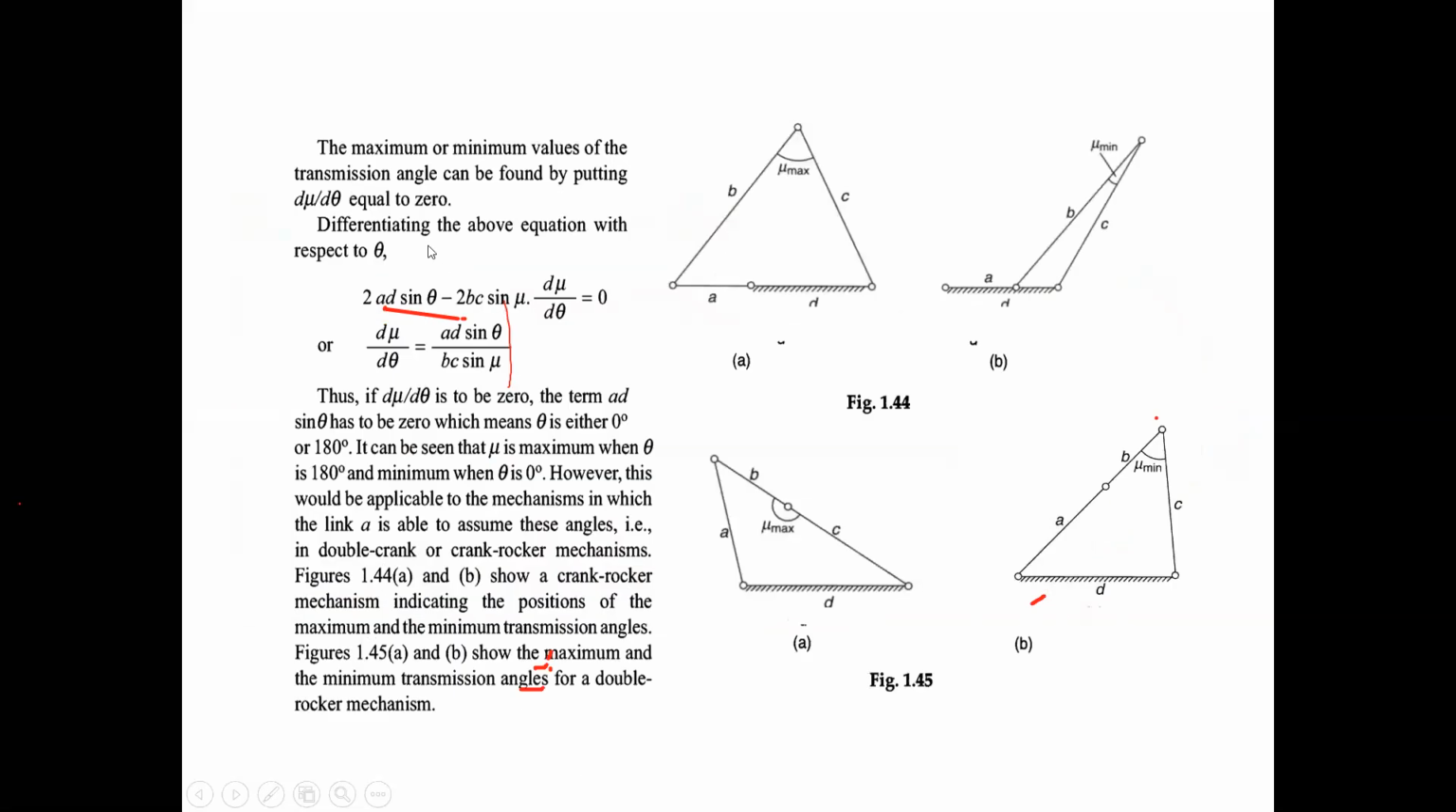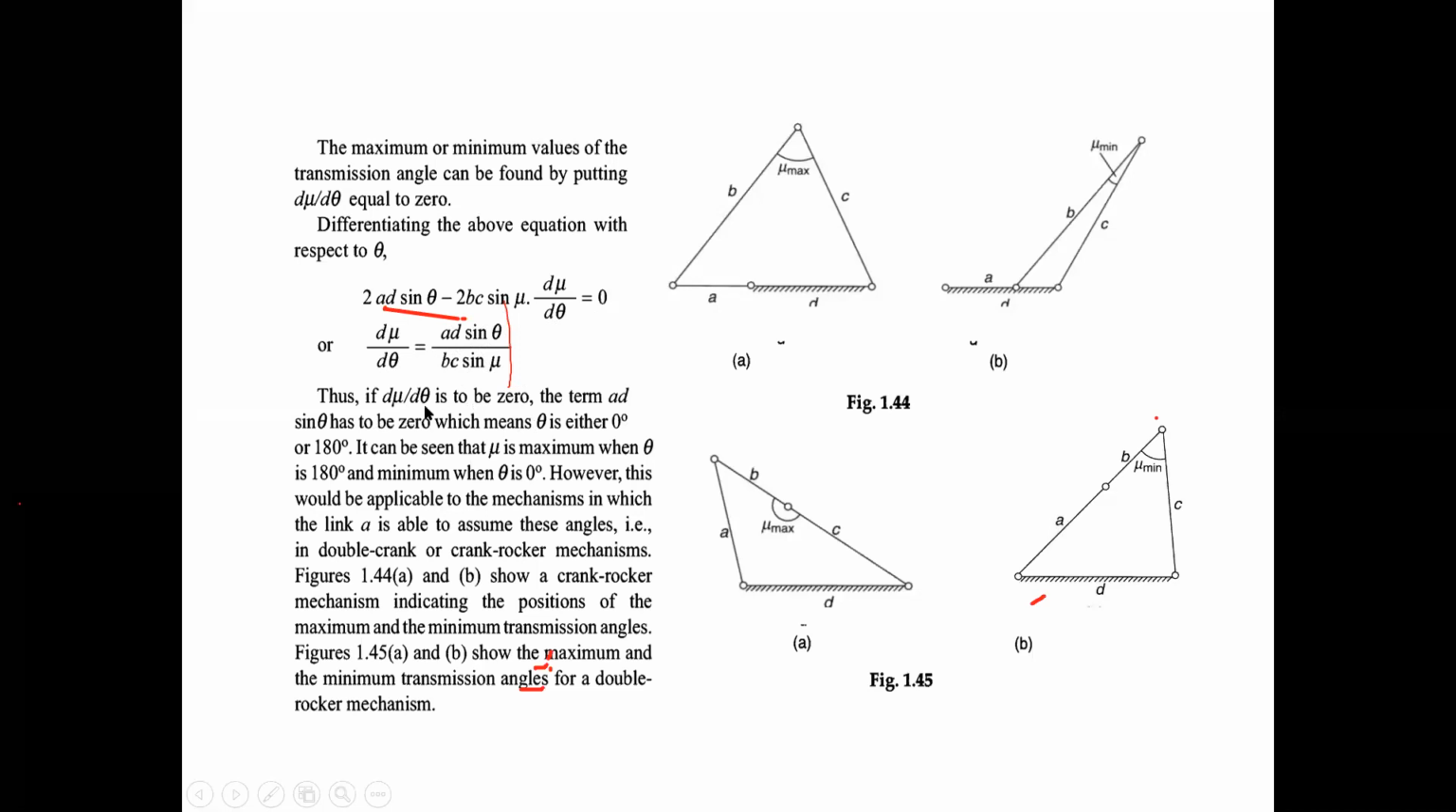For getting the maximum value, we differentiate the above equation with respect to theta. When differentiating, the numerical terms, that means the link lengths, all become 0, and the remaining terms are 2ad sin theta minus 2bc sin mu into d mu by d theta equals 0. Now we write d mu by d theta equals ad sin theta by bc sin mu.